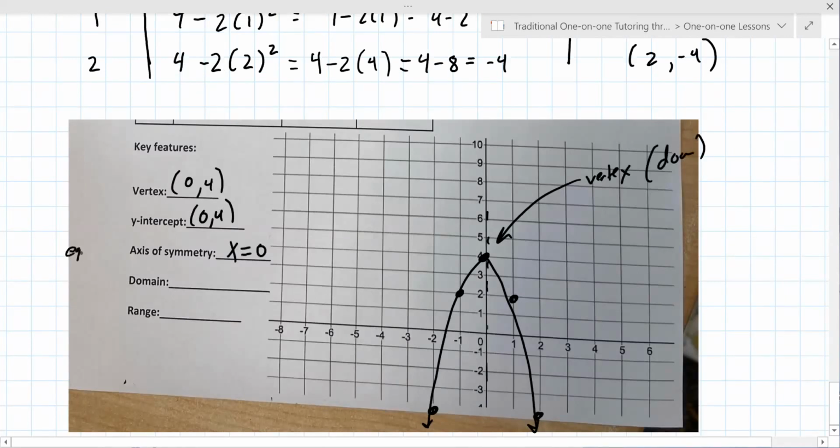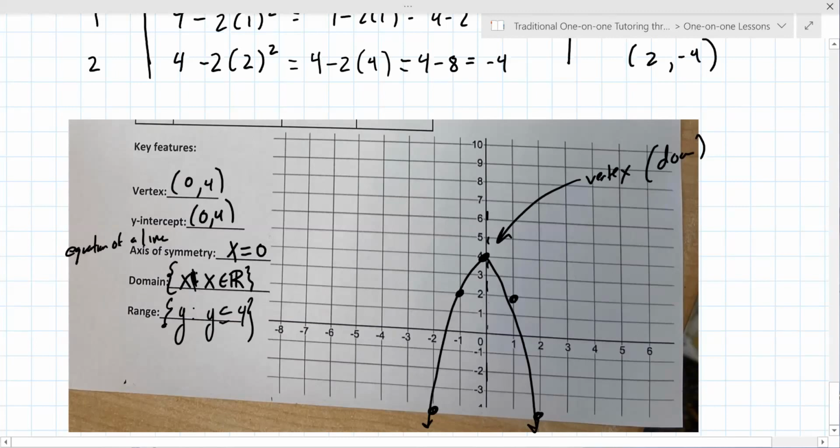It's an equation of a line. It's probably not emphasized that way, but it is. AOS must have x equals a number. And then the domain is x such that x is an element of the real numbers. They might be using that symbol, I don't know what they're using. The range is y such that y is less than or equal to 4, because it's that value there.